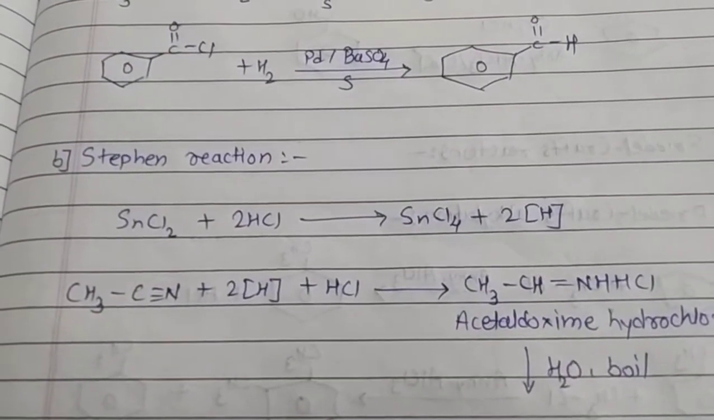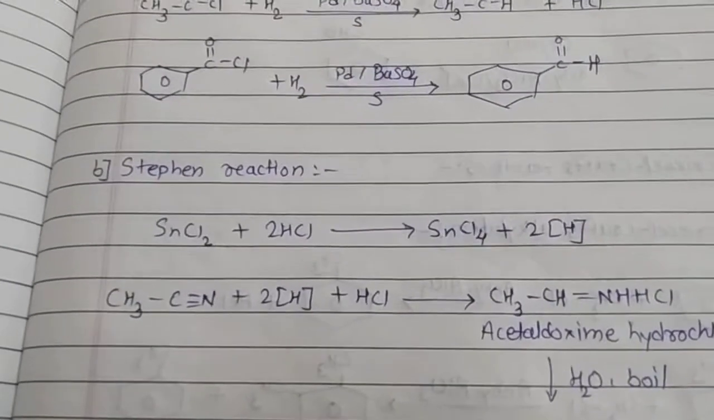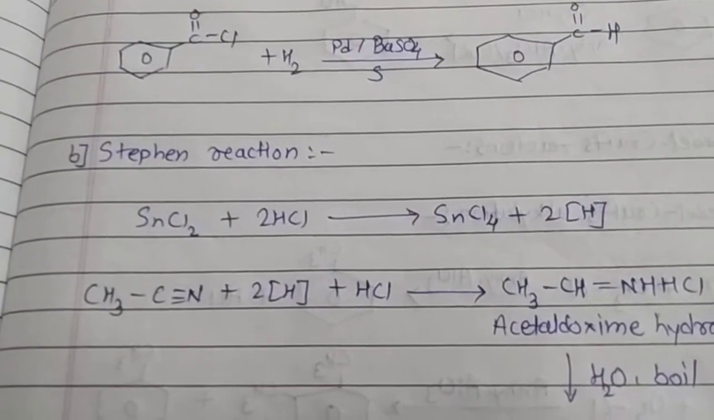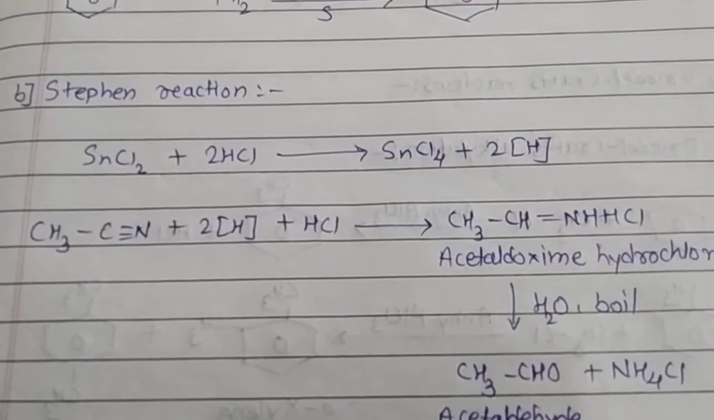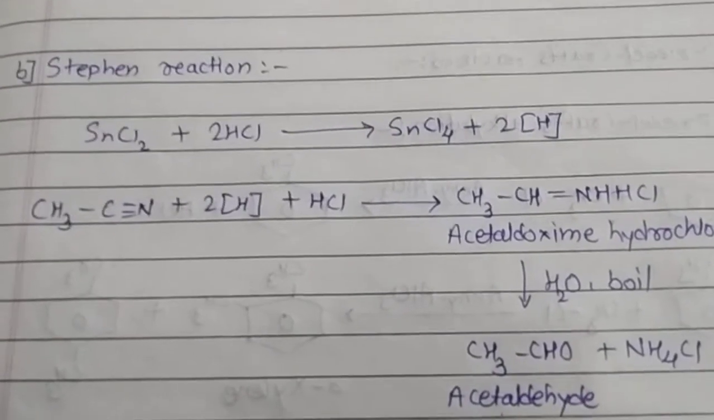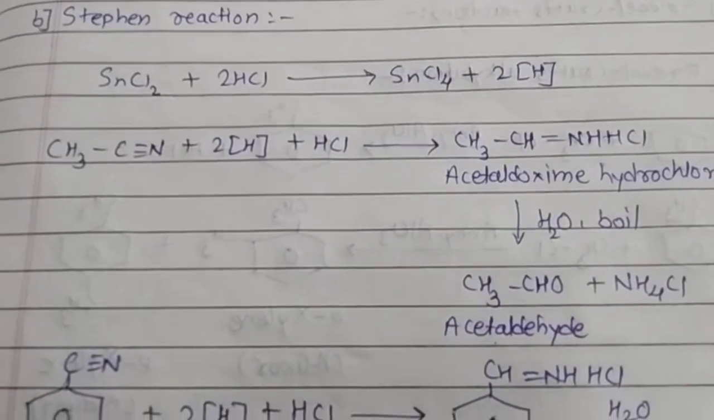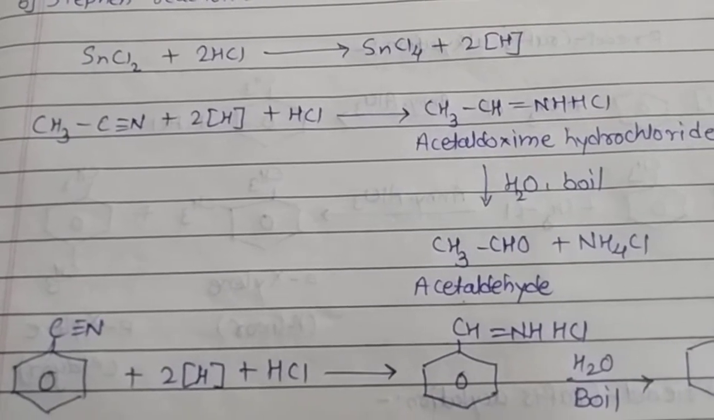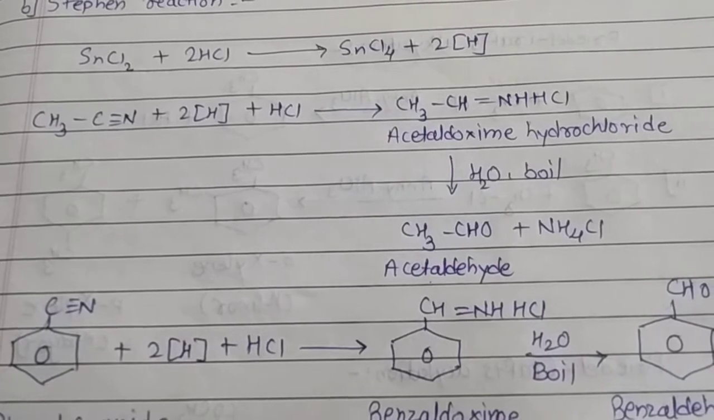Next reaction is Stephen reaction. So nitriles are reduced to corresponding imines with tin chloride in the presence of hydrochloric acid, and the final product is aldehyde. So tin chloride reacts with HCl to give tetrachlorotin and nascent hydrogen. Then this acetonitrile reacts with nascent hydrogen to give acetaldimine hydrochloride, and by water and boiling it will give acetaldehyde.